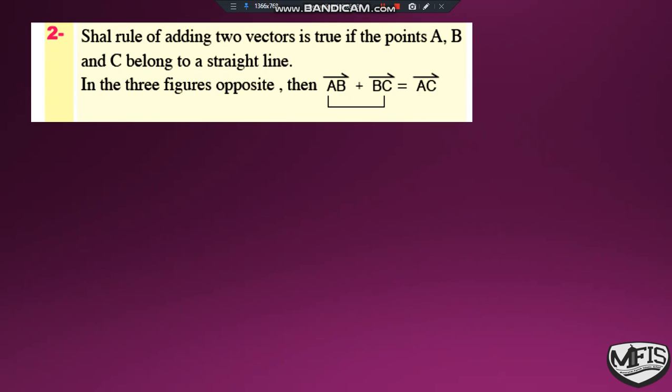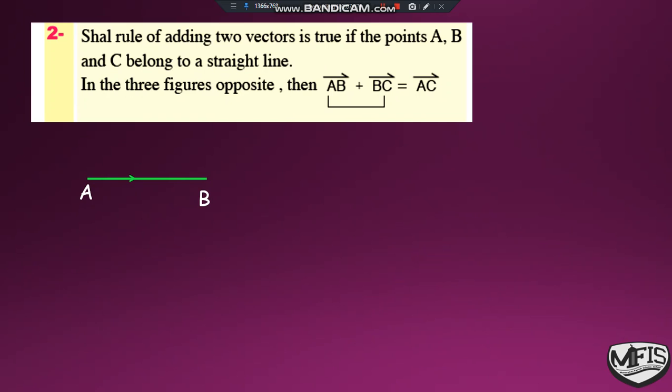We have Chasles's rule, which represents the triangle rule of adding two vectors. Chasles's rule of adding two vectors is true even if the points A, B, C are collinear or belong to a straight line. So in the three figures opposite, we have AB directed line segment plus BC directed line segment equals AC. We take the first and the end, the start and the end.